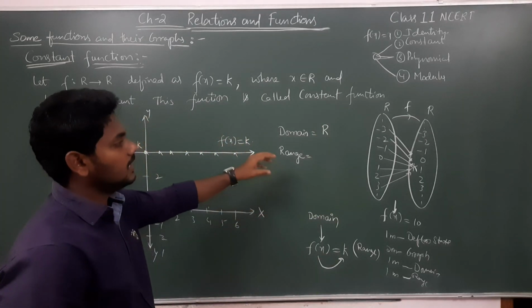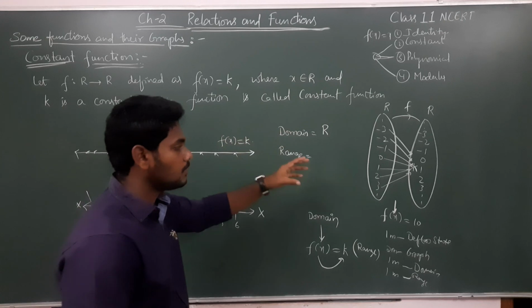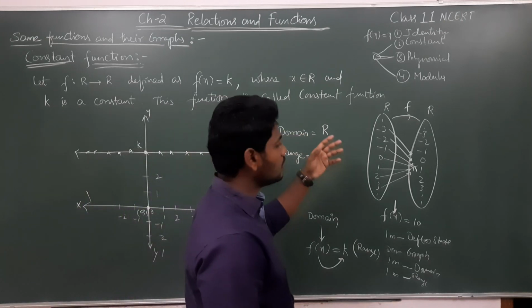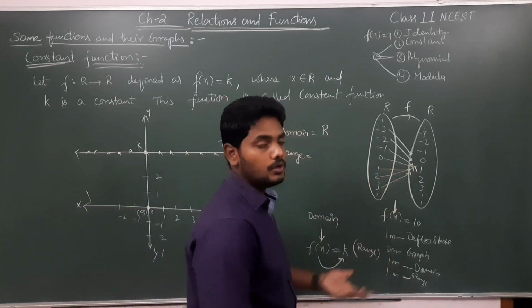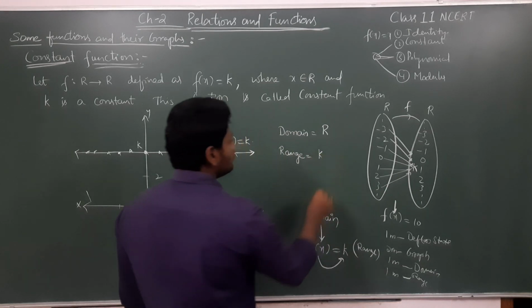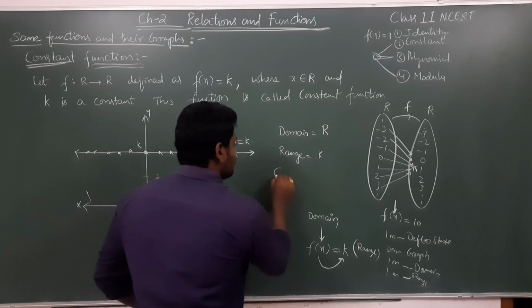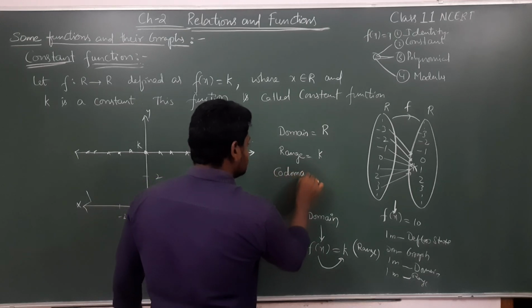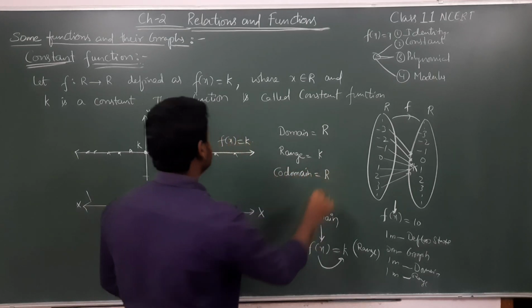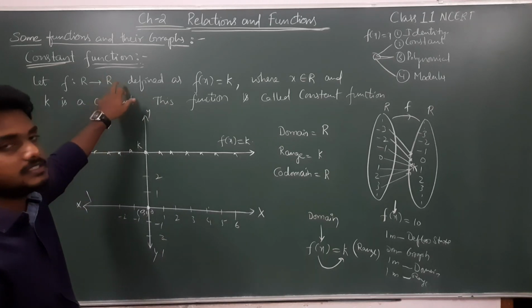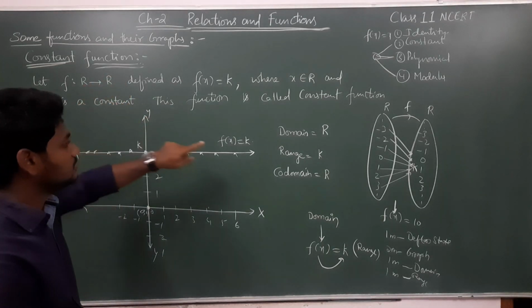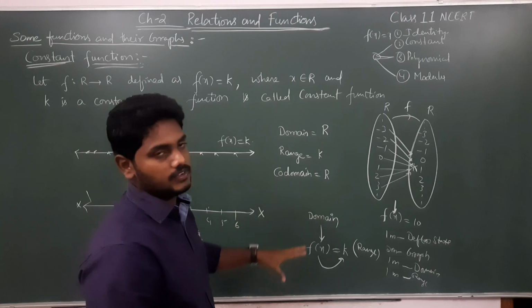Next, what is range? After substituting a negative number, positive number, 0, decimals, whatever you substitute, what are we getting? Only k. So range is constant. That's why we consider it a constant function. What is codomain in this? Codomain is nothing but the second set; the first set is the domain. Range you need to identify, right?